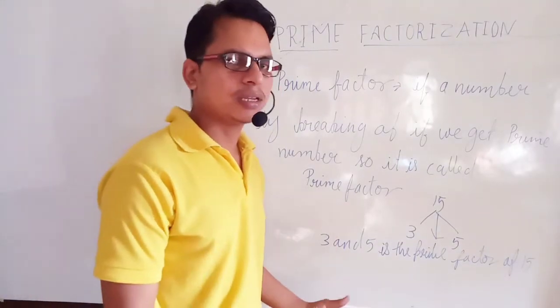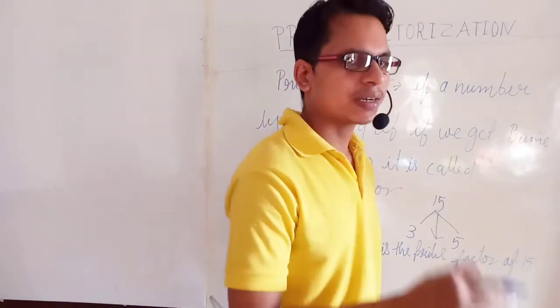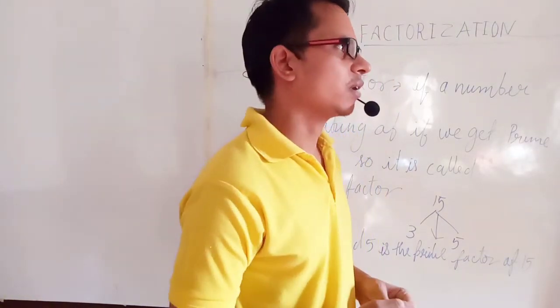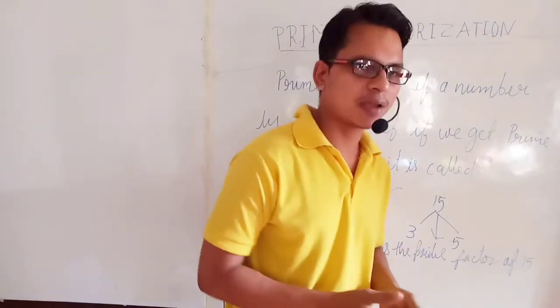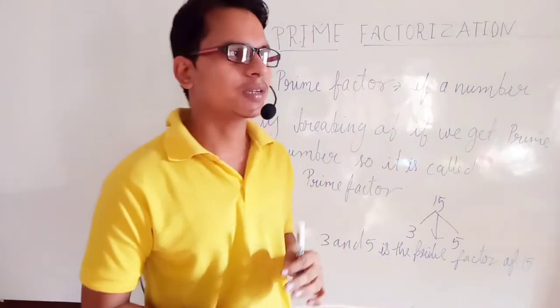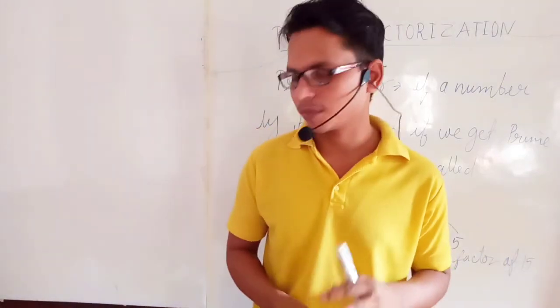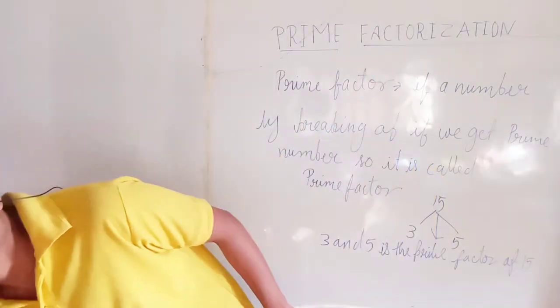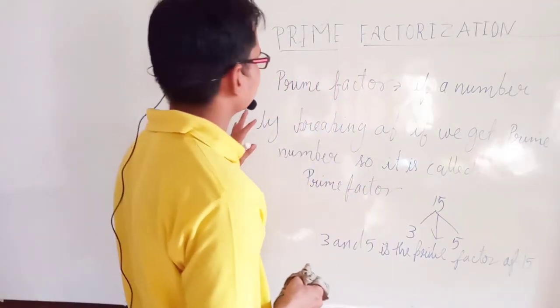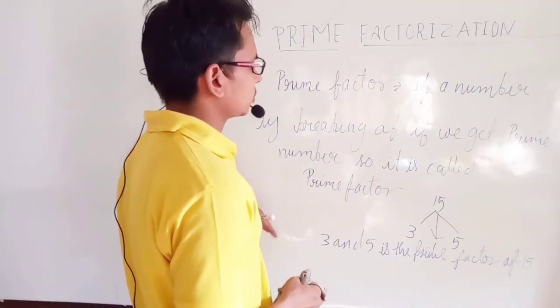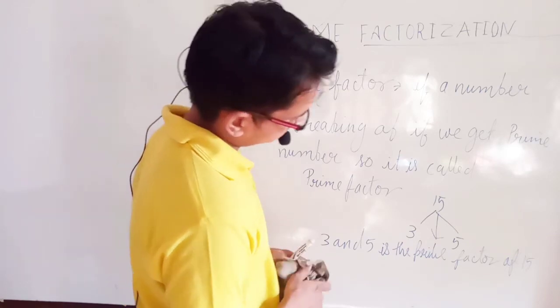Now we see the prime factorization method, and after that we will find the LCM of any numbers by the prime factorization method, and we can find the HCF of any numbers by the prime factorization method. So now see, I think everyone has understood this definition and this topic.